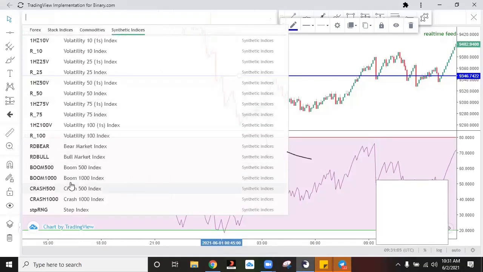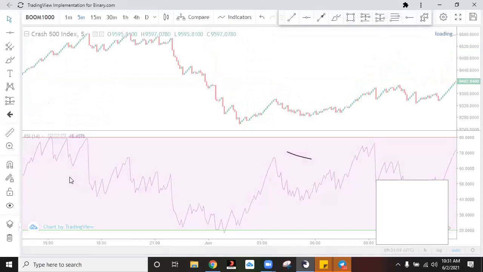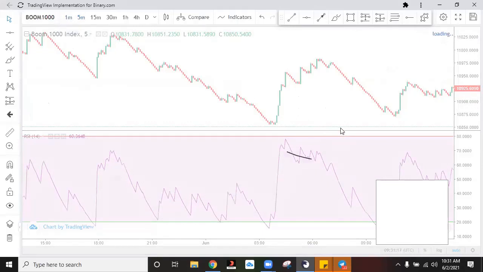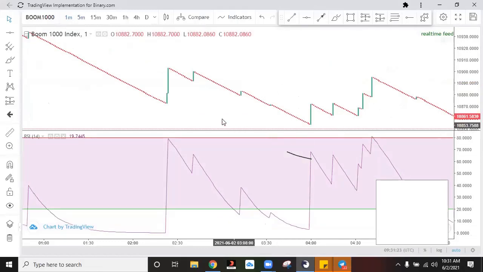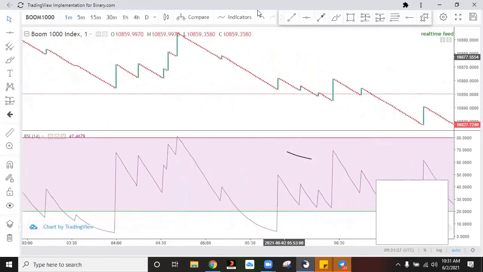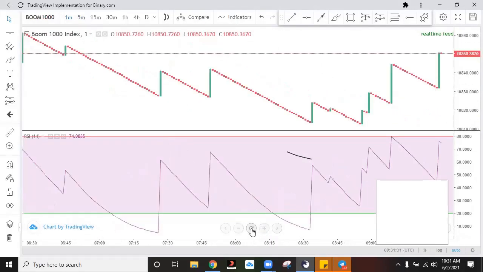Let's say Boom 1000, 1 minute time frame. I know why I'm using the 1 minute time frame, because a lot of you guys love to use the 1 minute time frame, right? This Boom 1000 is going to give us a perfect example.